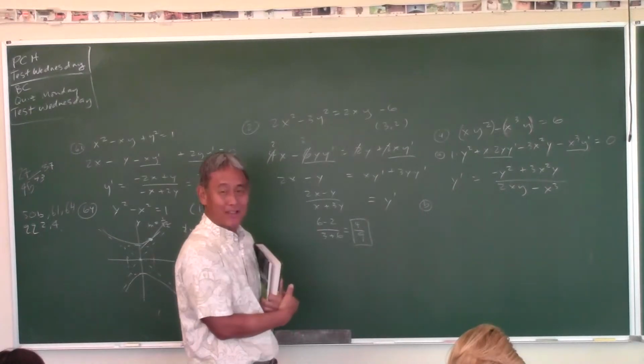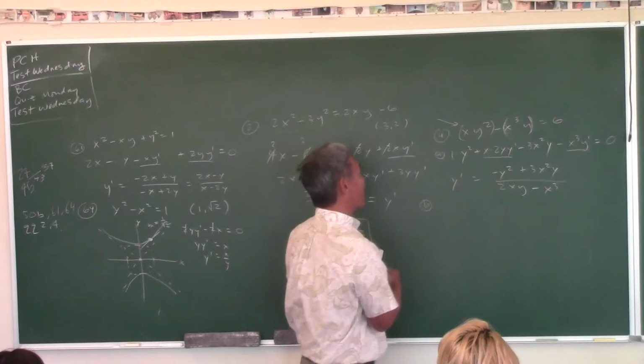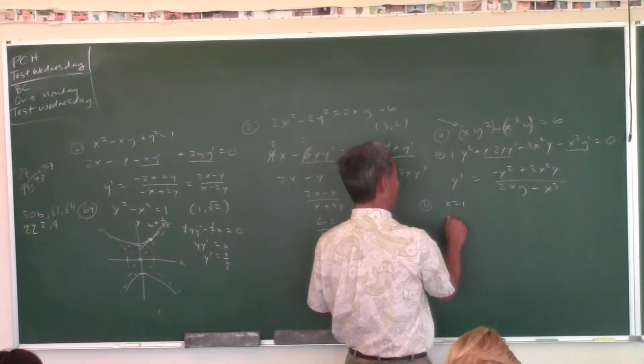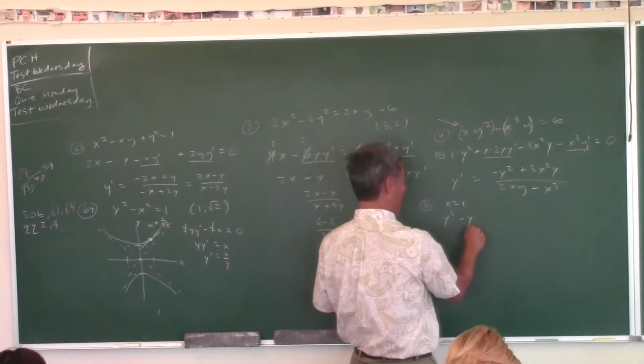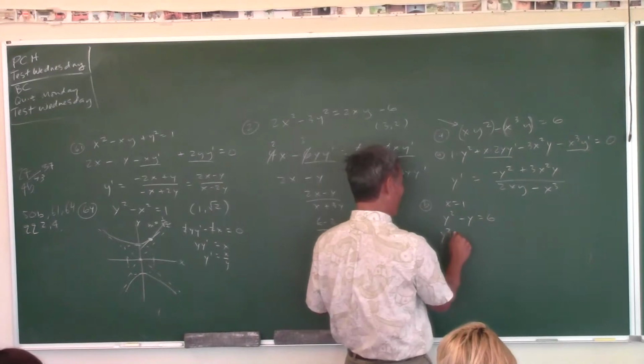How do I figure out when the x coordinate is 1? You plug it back into the original. What happens when you plug in 1 for x? Plug in: y squared minus y equals 6. Can I solve this equation? Yes, this is algebra 1.